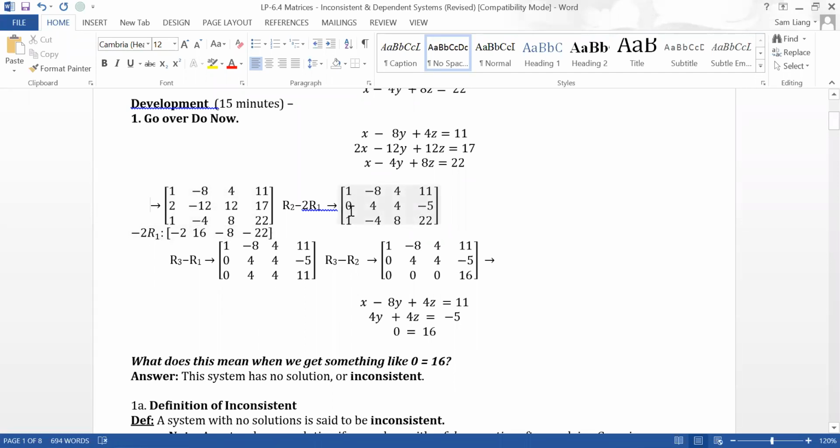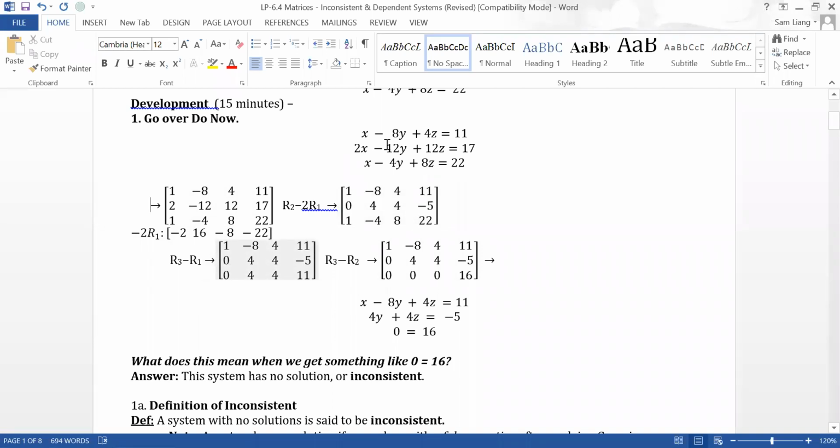So we have the 0 here. Next, we want a 0 also over here. So I'm going to do row 3 minus row 1. 1 minus 1 is 0. Then -4 minus -8, that's -4 plus 8, so that'll be 4. 8 minus 4 is 4. And then 22 minus 11 is 11. So we have that there. We're done with the first column.